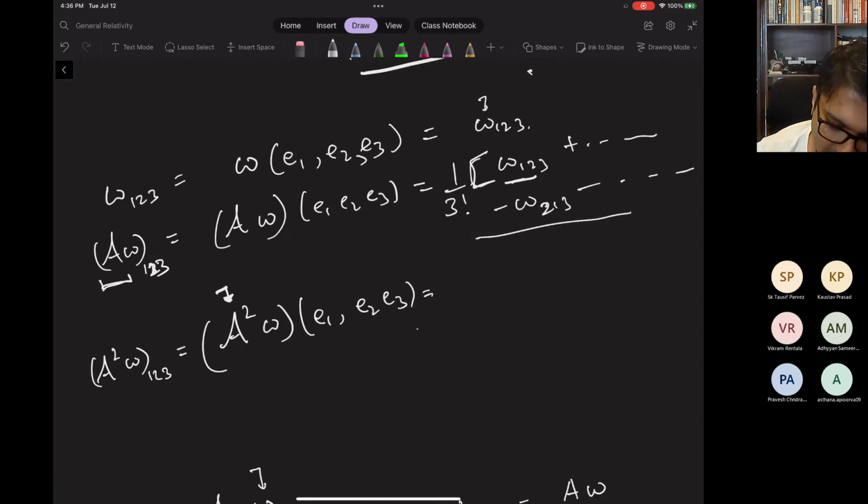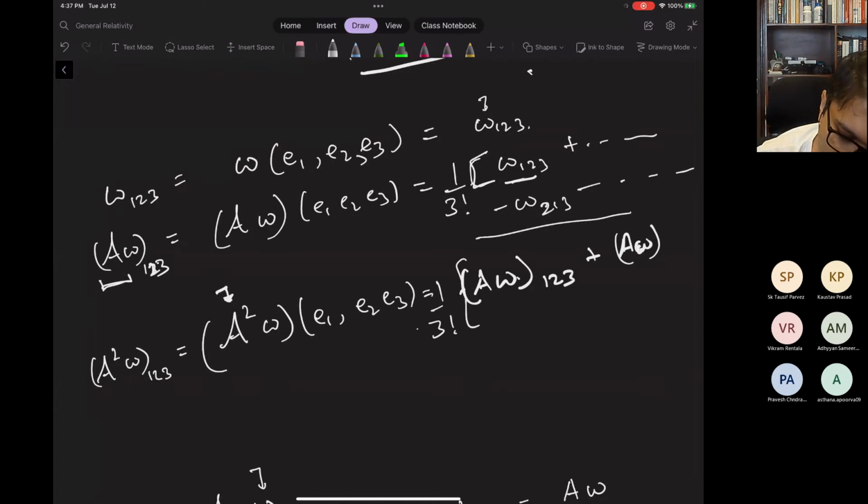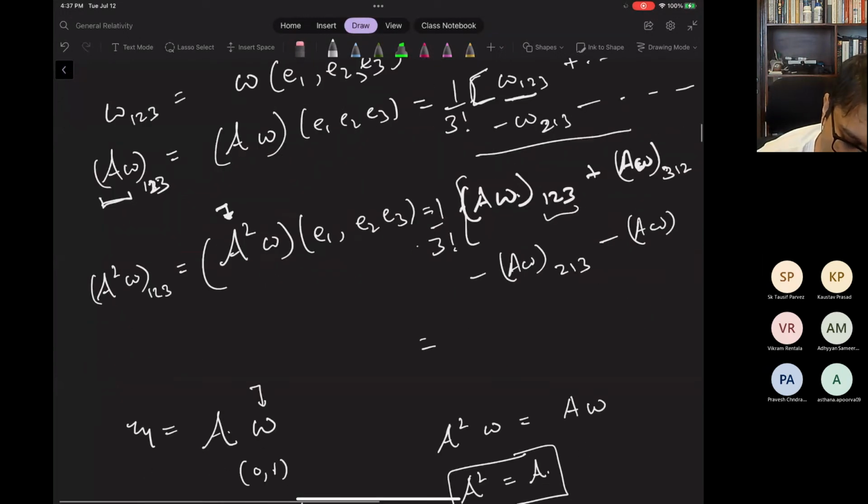This will now be equal to A omega 1, 2, 3 plus, with 1 over 3 factorial, A omega, so again the cyclic permutations will have plus signs. So I'll have, for example, 3, 1, 2 plus A omega. Now, for the odd permutations, I will have something like this. And then I now have to further use what I derived about these A omegas.